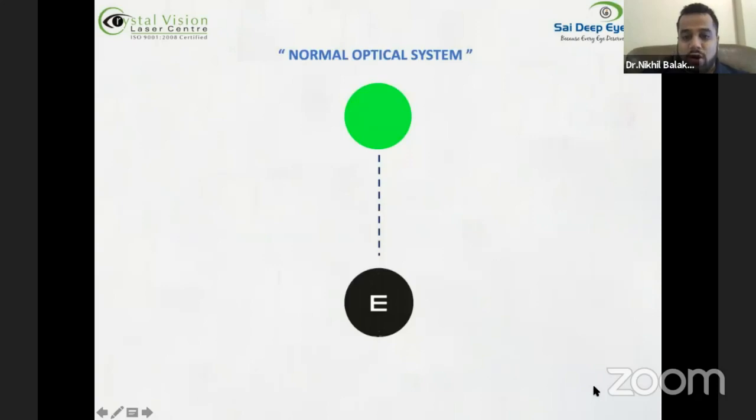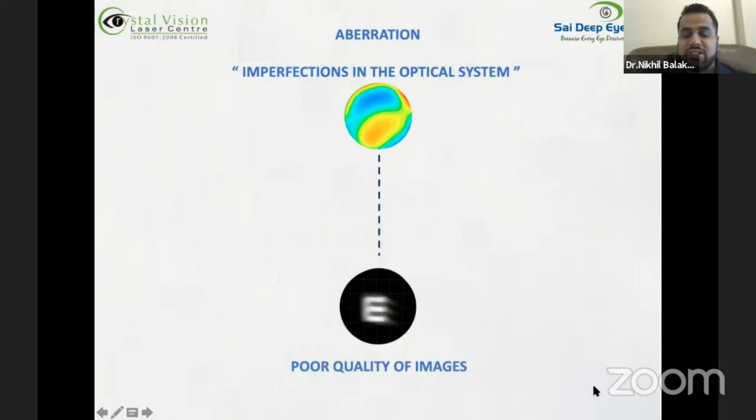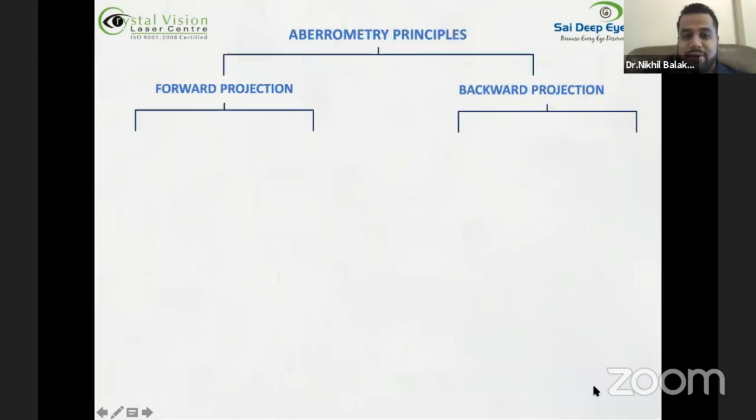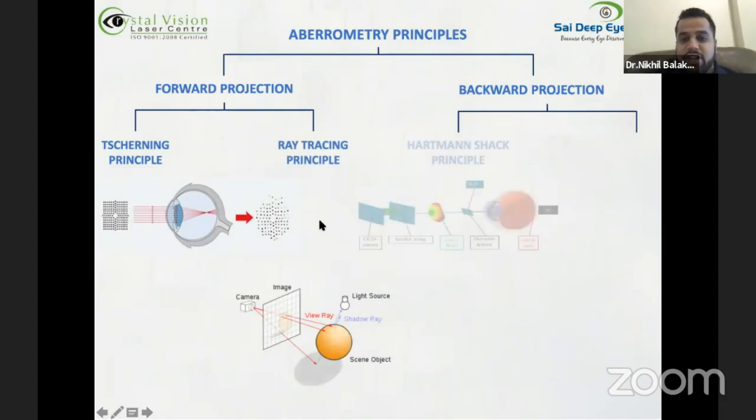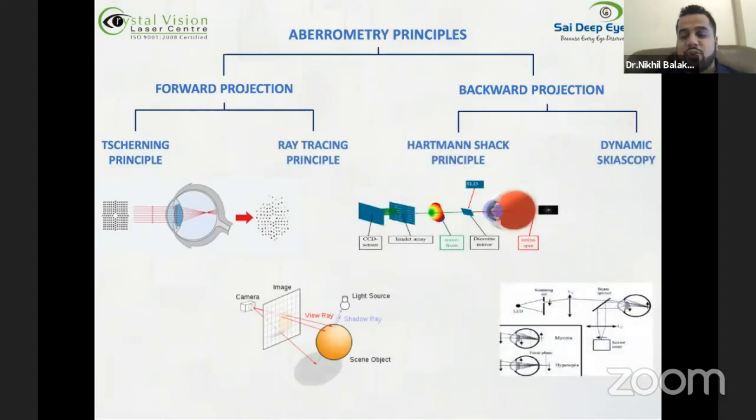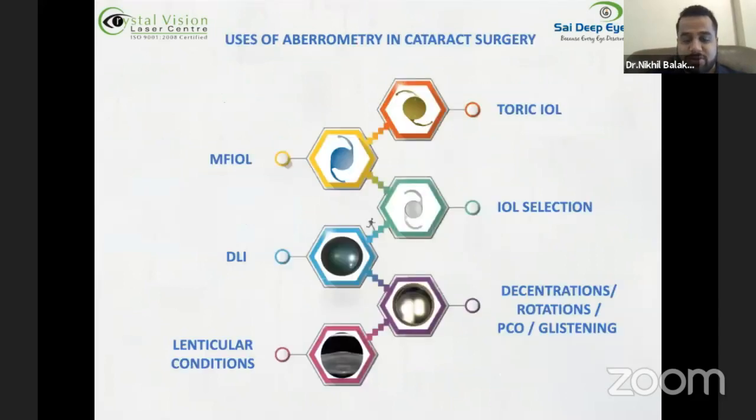So, as we know, this is our normal optical system. But if there are any imperfections in our optical system which cause poor quality of images, it is known as an aberration. Now, aberrometry is the principle of recording these aberrations, which can be done by either a forward projection or a backward projection. Shack's principle is a way of forward projection aberrometry. Ray tracing is also a forward projection, whereas the Hartmann-Shack and dynamic skiascopy are backward projection methods.